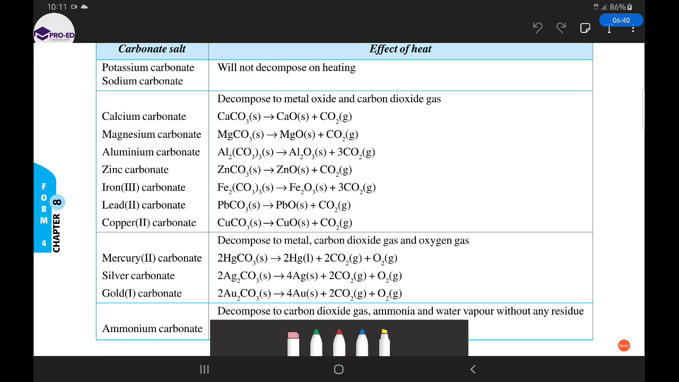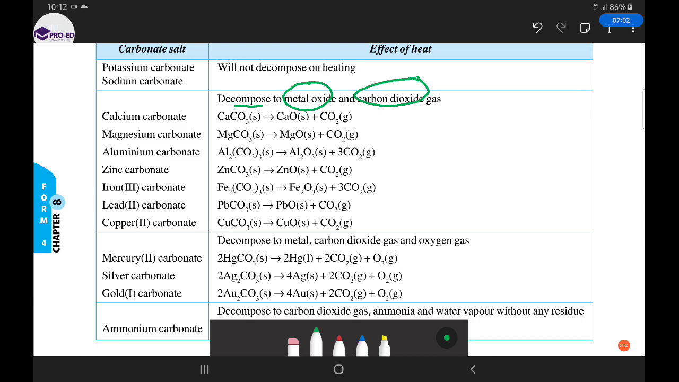That means following the reactivity series, from calcium, magnesium, aluminum, zinc, iron, lead, and then copper carbonate. So all these have a similar trend. All of them. Okay, all these metal carbonates from calcium to copper carbonate, they will decompose. You heat them up, they will decompose and form a metal oxide and carbon dioxide.